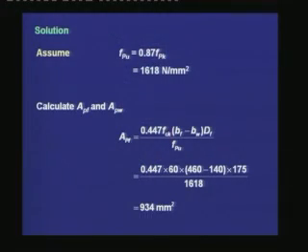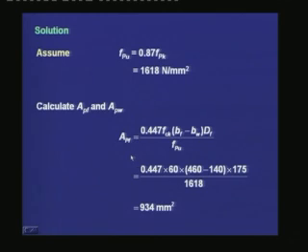Now, from now onwards, we are treating the section as a flange section, and hence the expression of the reinforcement index will also be different. First, we are assuming FPU equal to 0.87 FPK, which is the maximum value, equal to 1618 Newton per millimeter square.